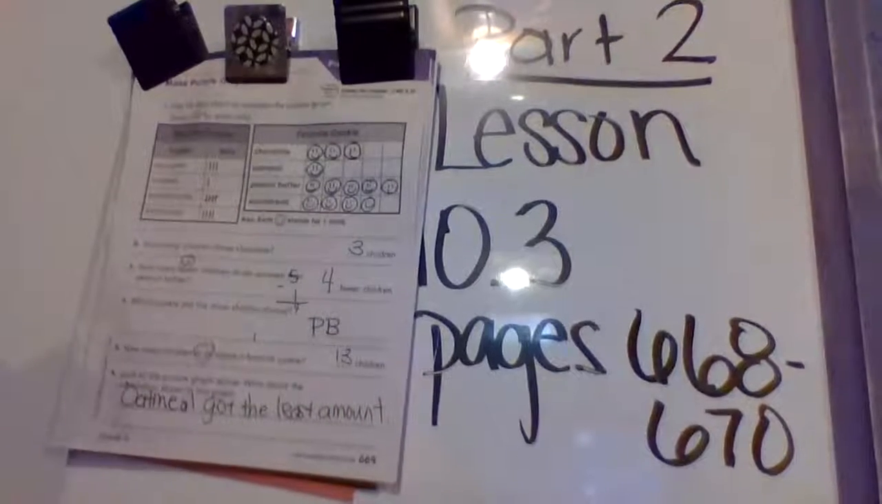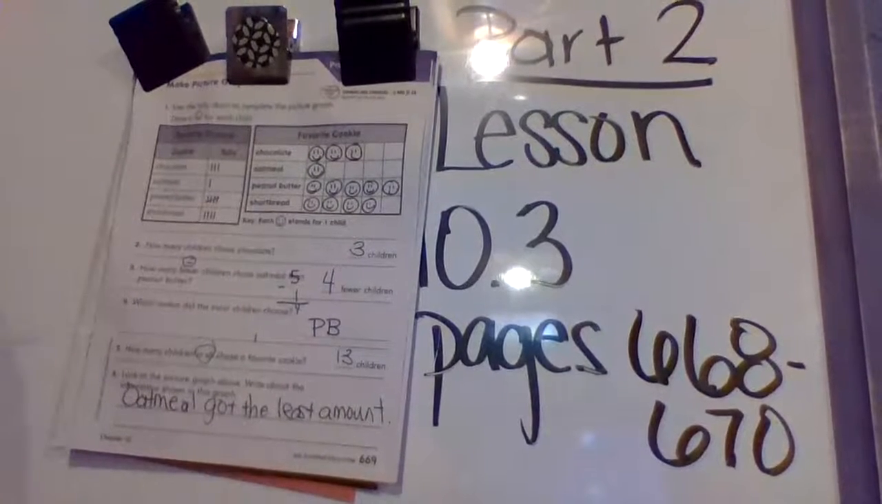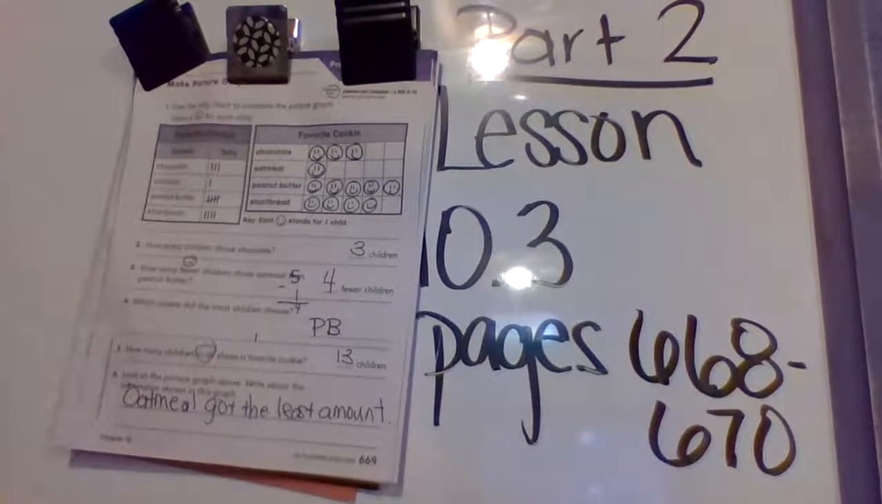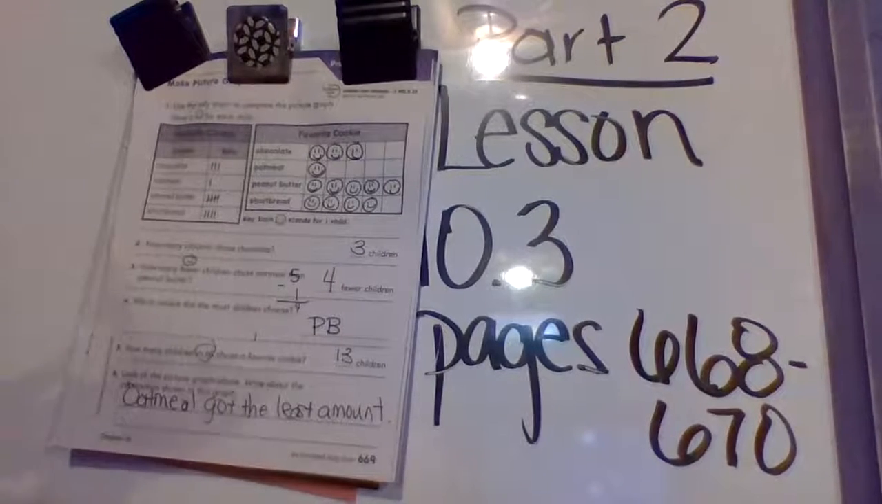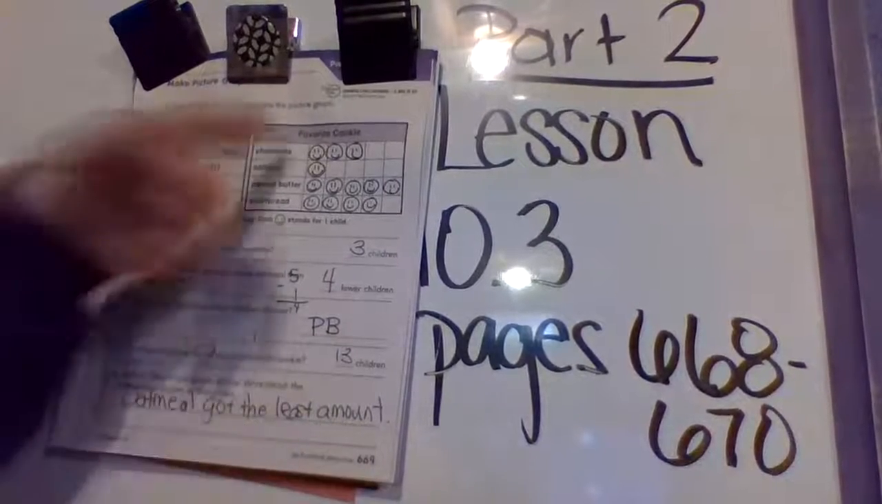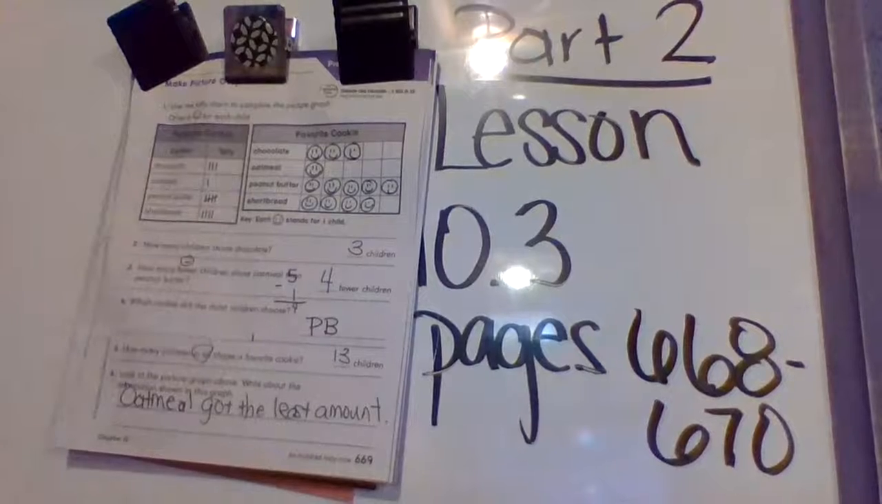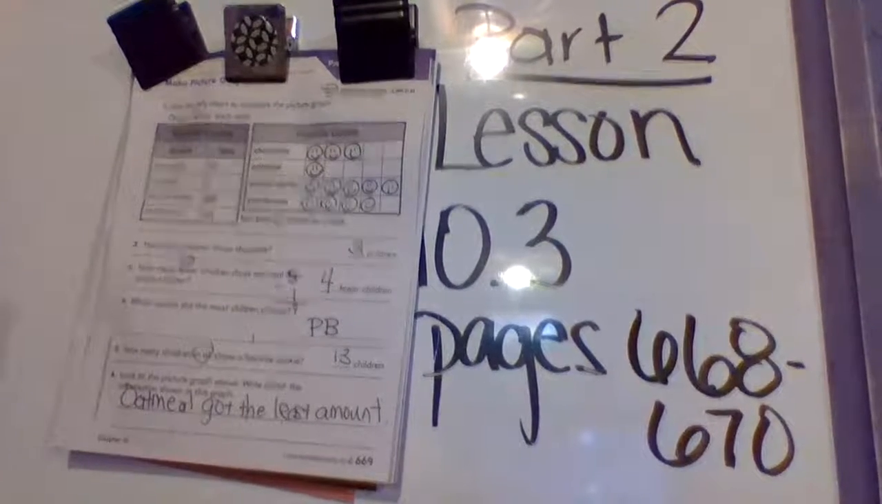You can write anything you want, though. You could say peanut butter had the most amount. You could say that the difference between peanut butter and shortbread is 1, 5 minus 4. You could say chocolate got 3 votes, peanut butter got 5 votes. Anything you want to write at least one sentence that goes along with that graph so that I know that you understood how to read that graph.